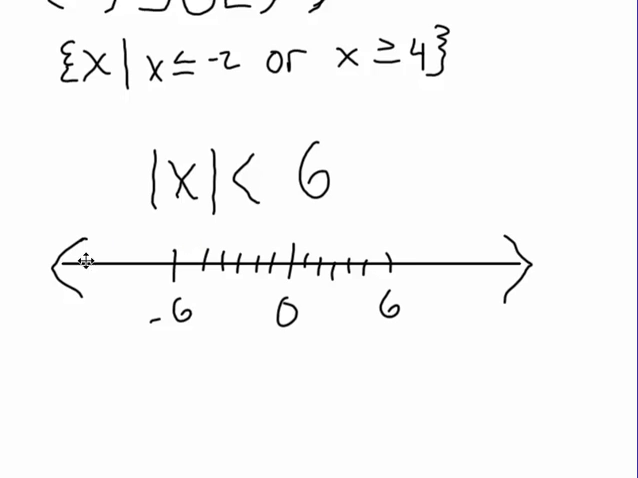Okay, so what about, let's say, -9? Is -9 less than 6 units away from 0? Well, no. So I know here at 6, I'm going to put an open circle.